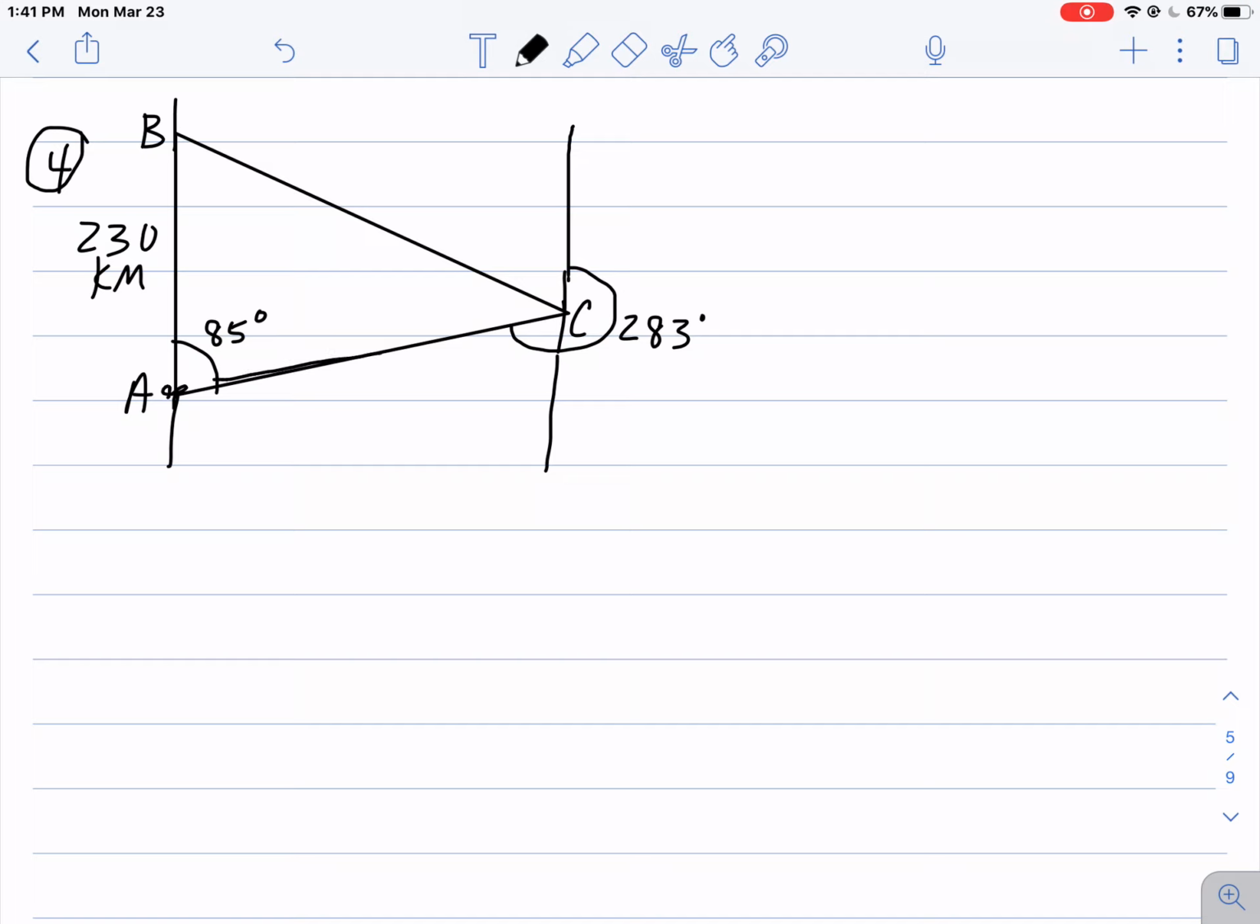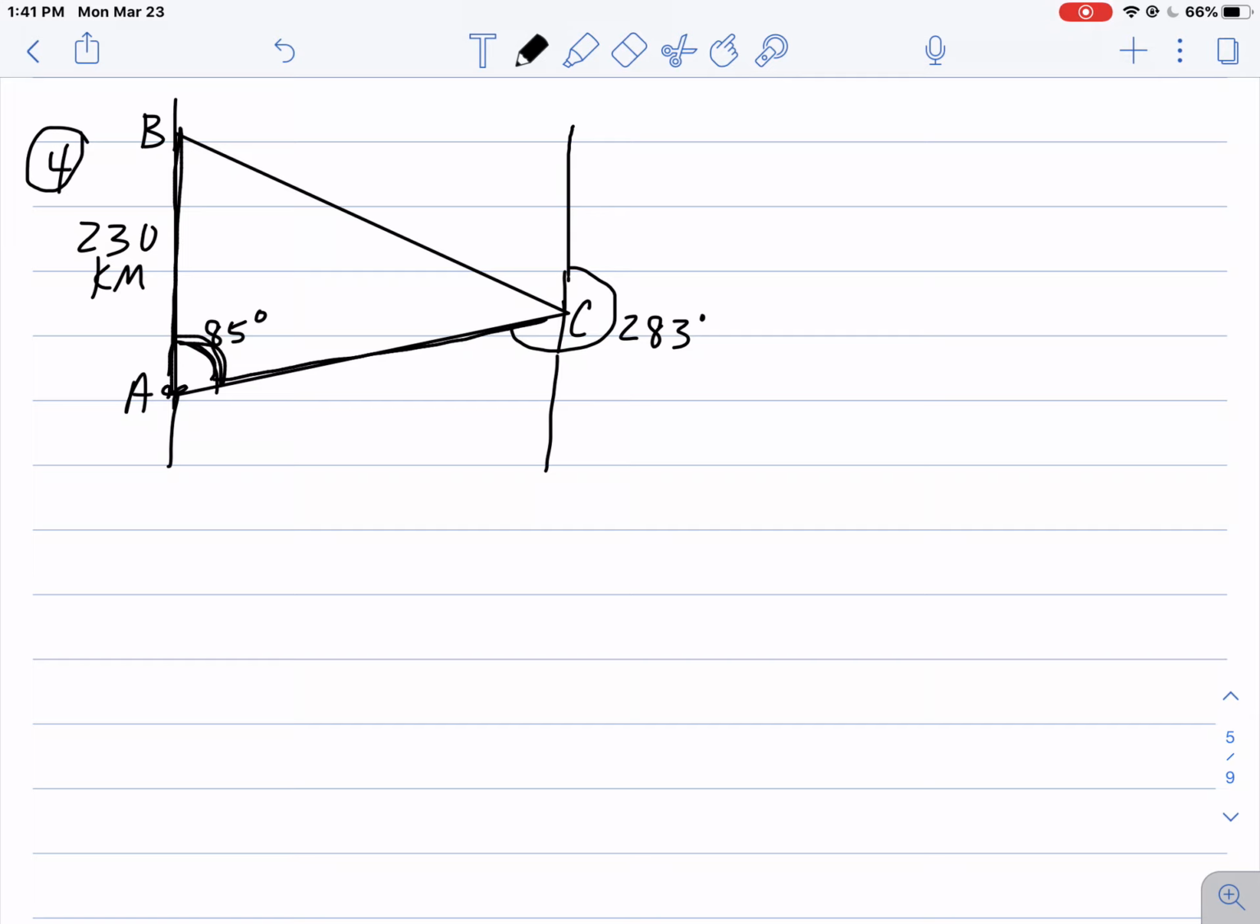Flies in a direction of 85 degrees. So that's that angle being measured from due north. And then we said at some point it had to turn around and head back to a different airport because of bad weather. The second airport, we're told, was 230 kilometers due north of the original. So that's what then I'm calling airport B.